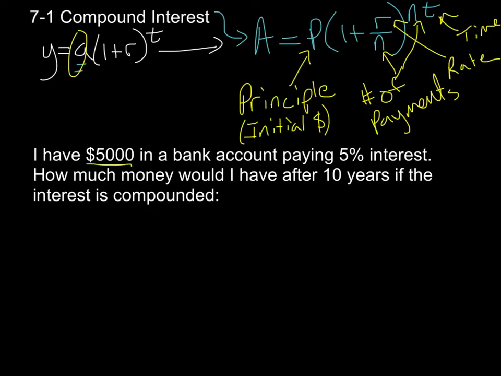So I've got $5,000, and I put it in a bank account. And that bank account pays 5% interest. That means my money is growing by 5%.